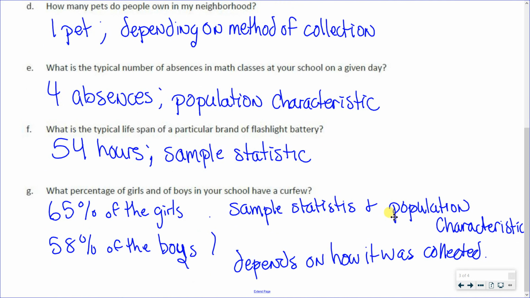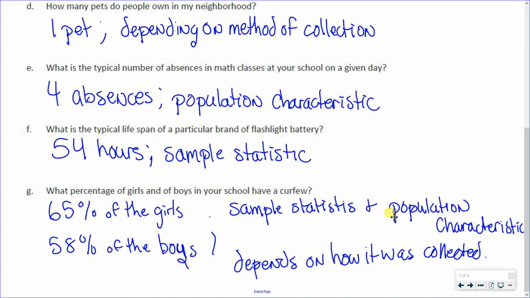All right. What percentage of girls and boys in our school have a curfew? Well, 65% of the girls have a curfew, 58% of the boys have a curfew. Now, this can also be the same way. It could be a sample statistic or a population characteristic. It all depends on how it is collected. If the data is collected in one particular way, you get a sample statistic. If it's collected another way, it's a population characteristic.